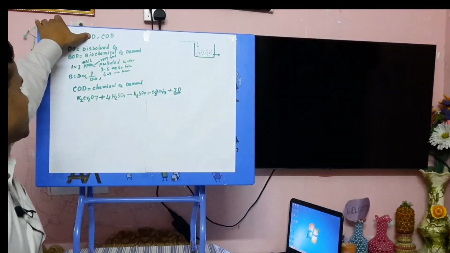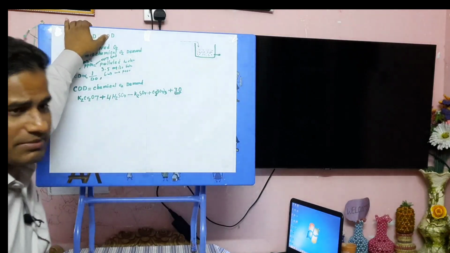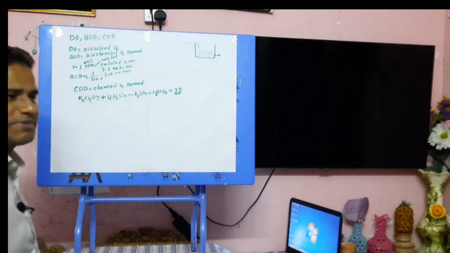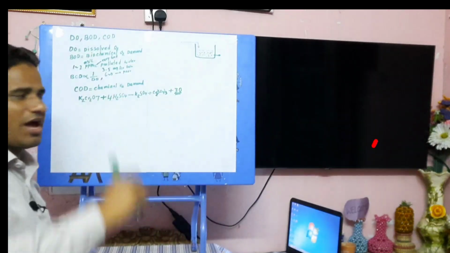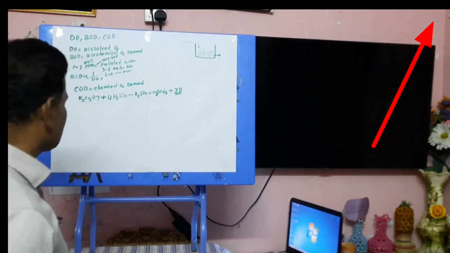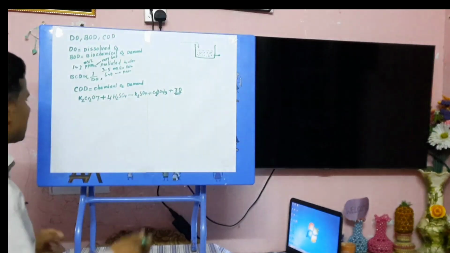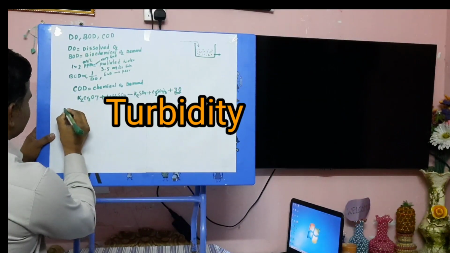Dissolved oxygen, biological oxygen demand and chemical oxygen demand. In my previous class, I already explained about this. If you didn't watch, you can watch it from the I button. So today, I will discuss turbidity. What is turbidity?